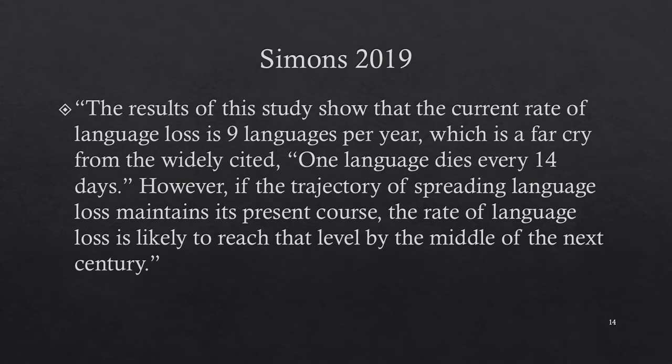In the proceedings version of this publication available online, Simons writes, the results of this study show that the current rate of language loss is 9 languages per year, which is a far cry from the widely cited 1 language dies every 14 days. However, if the trajectory of spreading language loss maintains its present course, the rate of language loss is likely to reach that level by the middle of the next century.